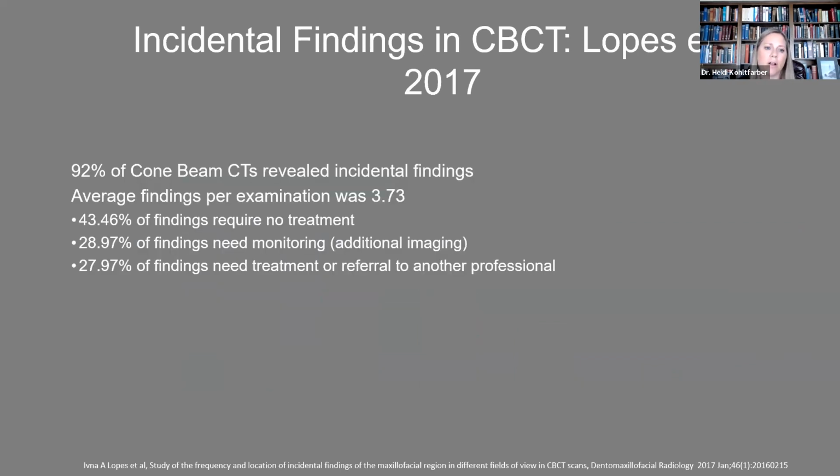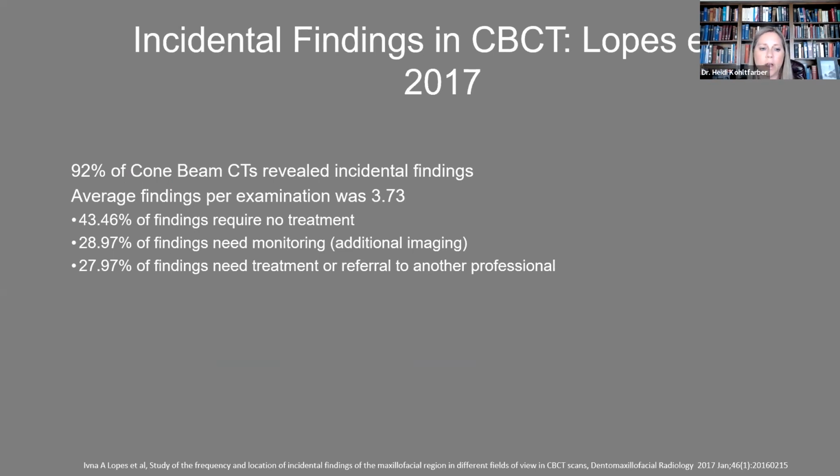The other thing with Lopez et al. is they found that the majority of cone-beam CTs will have incidental findings, which we already know. Average amount of findings is about 3 to 4 incidental findings per CBCT. So these are findings you completely were not expecting to find. You open it up, you're just going to plan your implant or whatever it is, and you have found 3 to 4 additional findings.